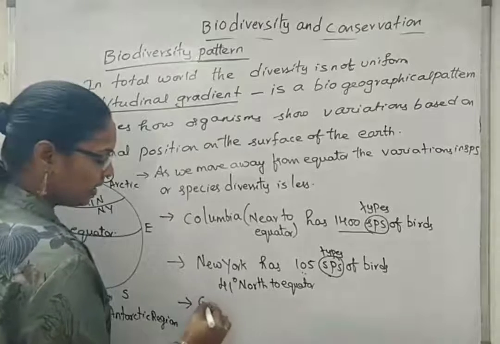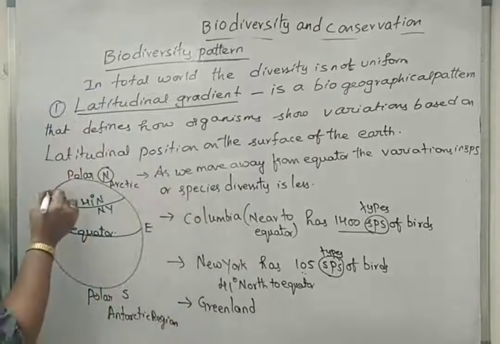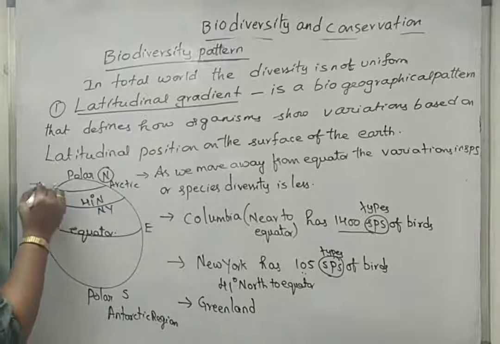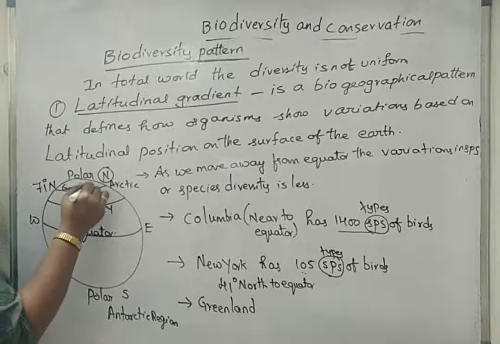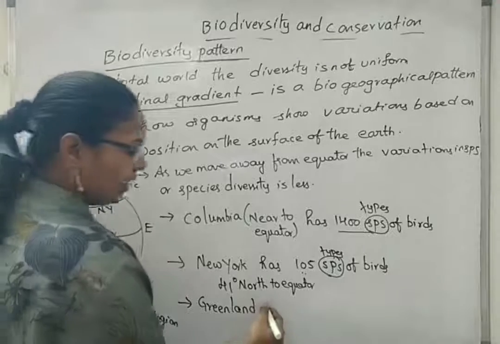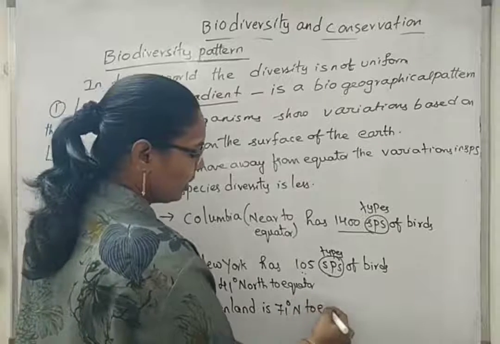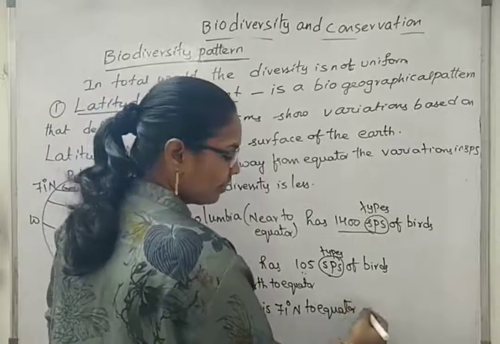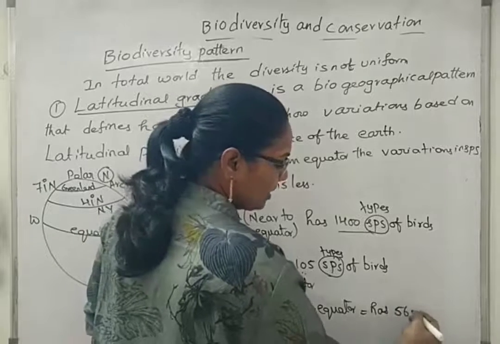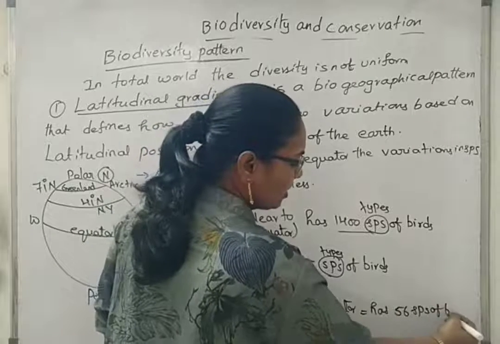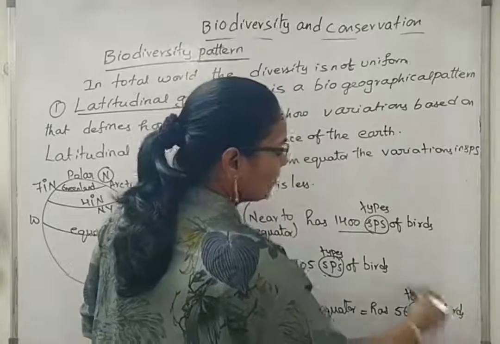Another example we will take is Greenland. Greenland is 71 degrees north of the equator. It has 56 species of birds. Again, here it is not the number but the types of species.